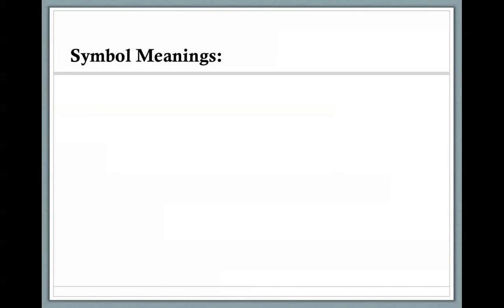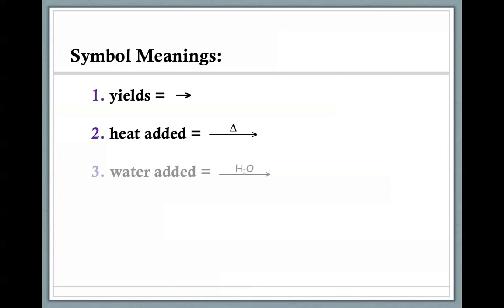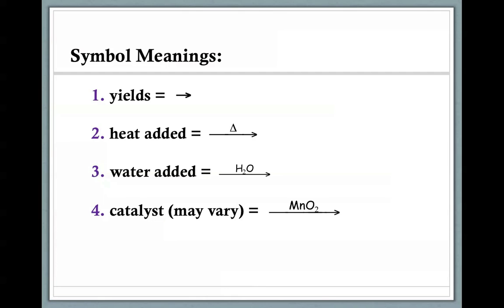Some other things that you need to know are the symbol meanings of how we use our arrow that separates our reactants and our products. A simple arrow just means yields or produces. A delta over the arrow means that heat has been added to the reaction. H2O being over the arrow means that water was added. And then sometimes we'll use a catalyst, which we'll talk about later this year, that we place over the arrow as well. This formula can change depending on the catalyst.